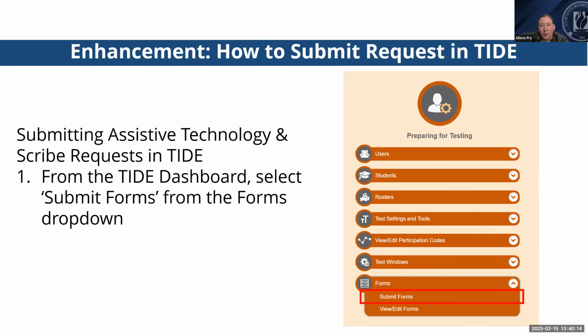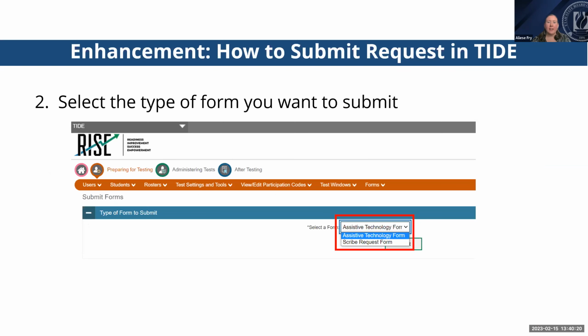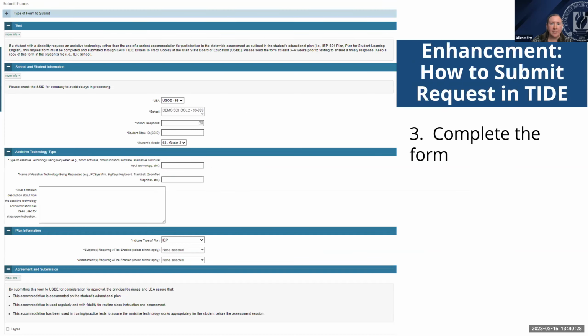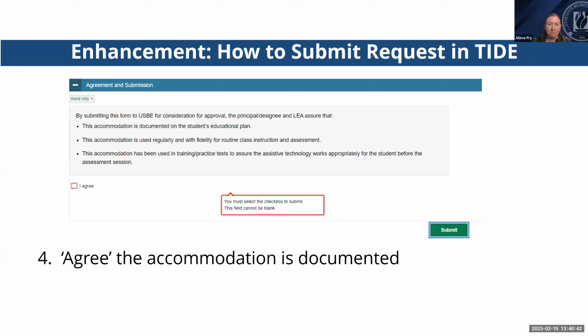So on the Tide dashboard, you would click on forms in the preparing for testing group. And then on the next page, you'll select the type of form you want to submit, and you just select from the request forms as applicable to the accommodation being requested. And for assistive technology requests, you need to complete the form detailing the demographic information of the school, the detailed requirement of the accommodation. Anything with an asterisk is going to need to be completed before submission.